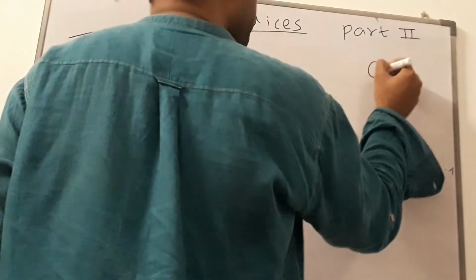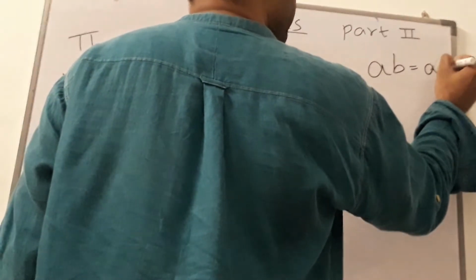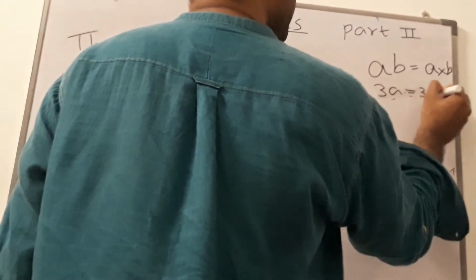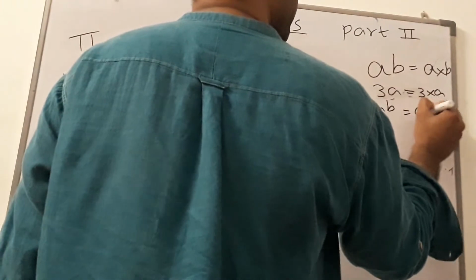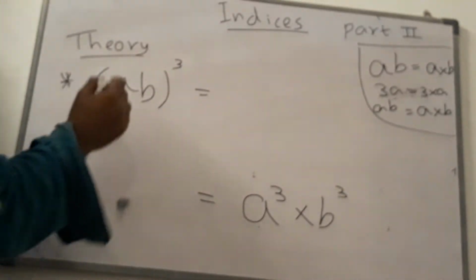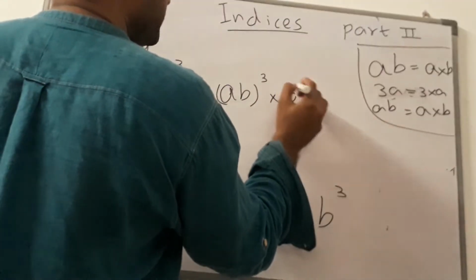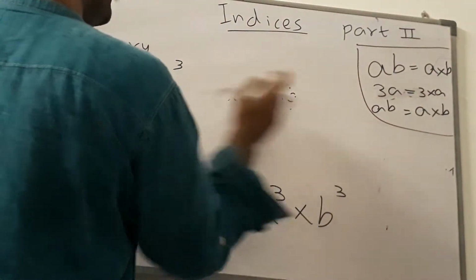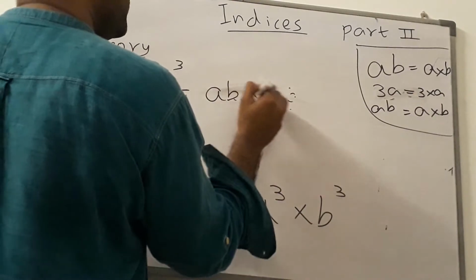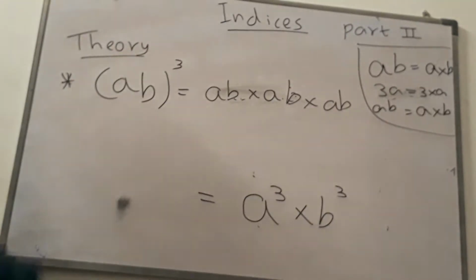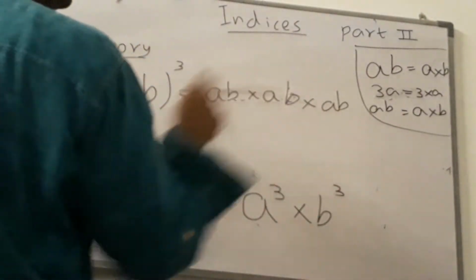First of all, keep this in mind. ab means a times b, same as 3a means 3 times a. Likewise, ab means a times b. Okay, so (ab) to the power 3 can be written like ab, ab times, we can write this in this fashion: ab times ab times ab. (ab) to the power 3 can be written like 3 abs multiplied with each other.